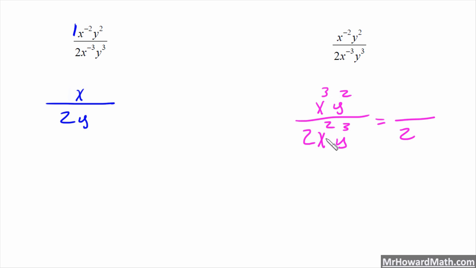Now for the x's, we have x cubed over x squared. Well, the top wins by 1. 3 on top, 2 on bottom. Top wins by x to the first power.